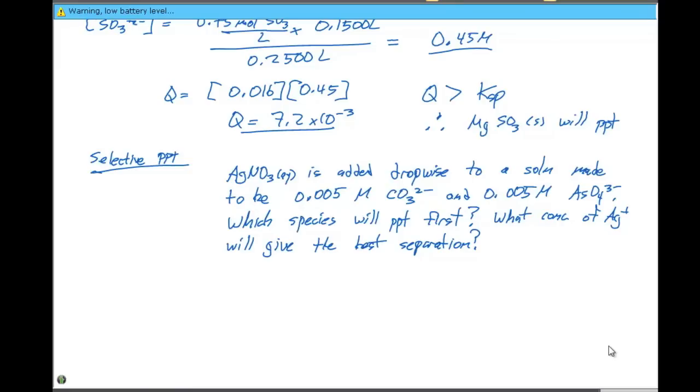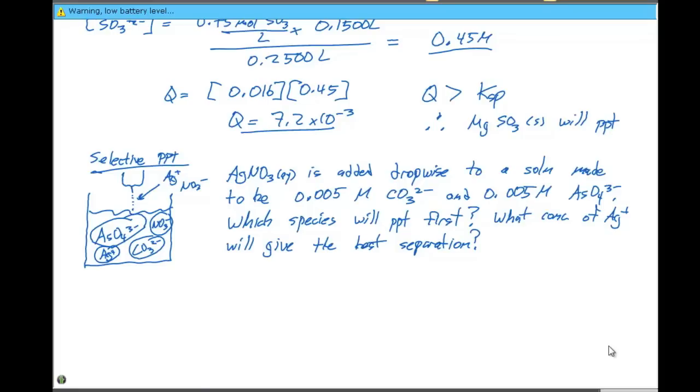We're going to take a beaker right here, which has a solution, and in this solution we're going to have AsO4 3- ions and CO3 2- ions. We can set up a burette down here, and dropwise we're going to add Ag plus and NO3-. The NO3- is always going to be a spectator ion. As we add this dropwise, we're going to put silver plus in this solution. So we could potentially form a precipitate of Ag3AsO4, and we can also form a precipitate of Ag2CO3.